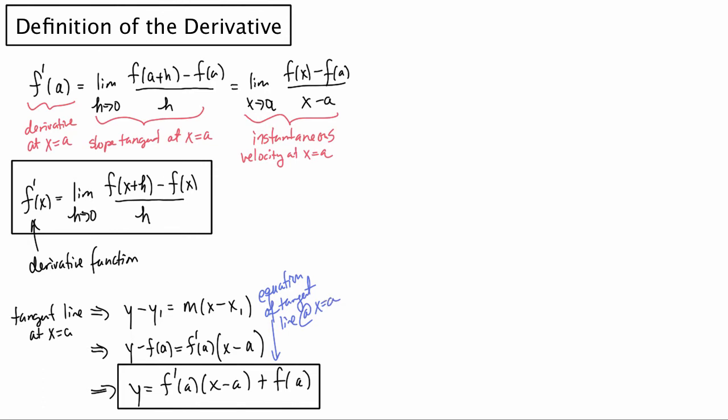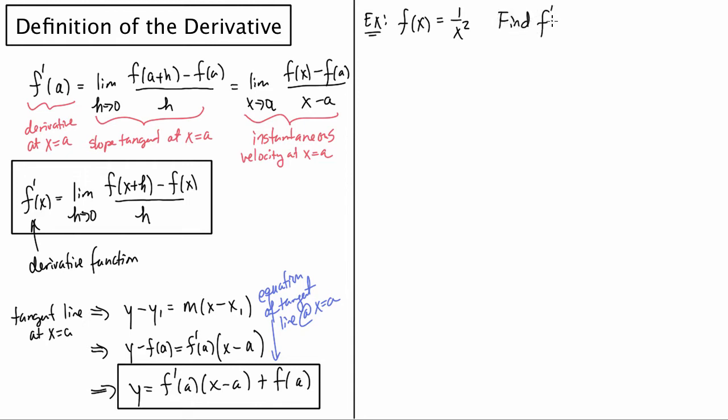Now, let's actually apply that to a problem. So let's work an example here involving the derivative. I'm going to start with, let's say the function is f of x equals 1 over x squared. And I want us to find f prime of x. And I also want us to find the tangent line at, let's say, x equal to 3. So those are the two things I want to do.